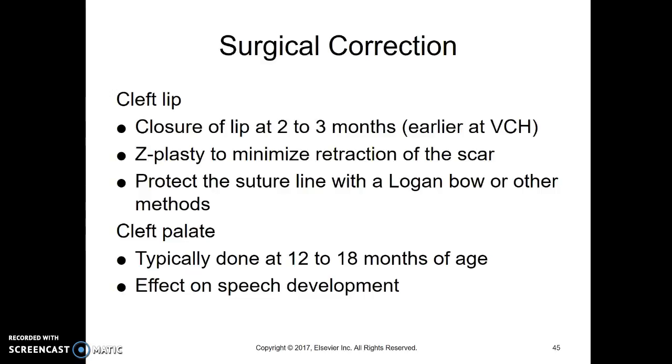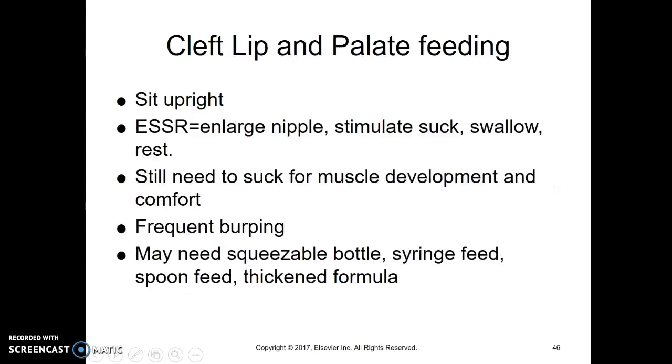And if you think about that, they should be having some words by then. And it's hard to talk if you can't push your tongue against the roof of your mouth because you have no roof of the mouth. Also, sounds that come up through the vocal cords should bounce off that palate, and the palate's not there, so it does affect their speech. But the biggest problem is feeding.